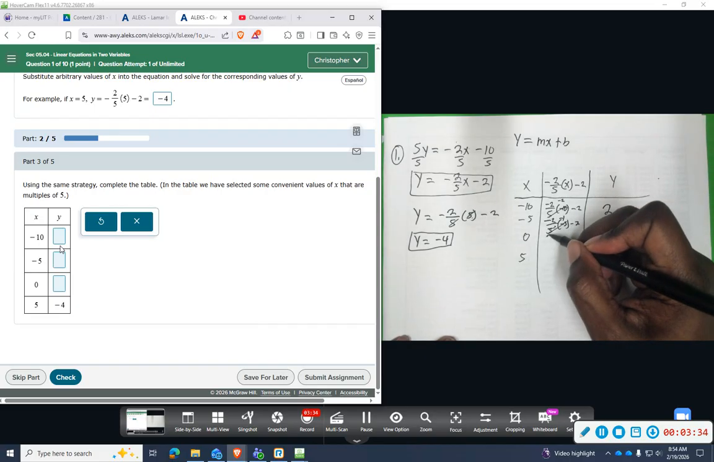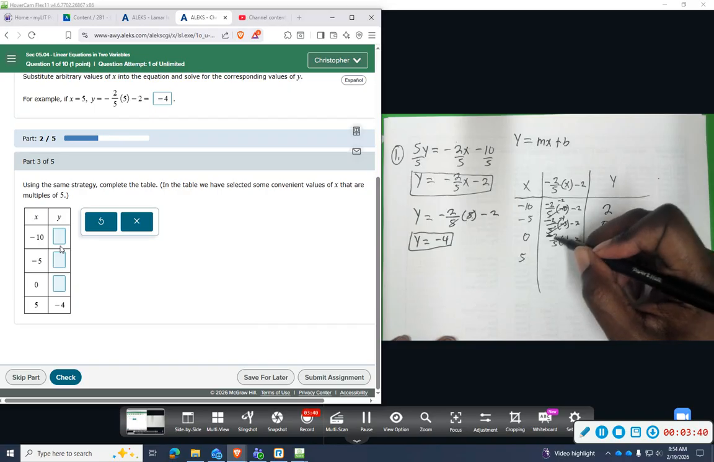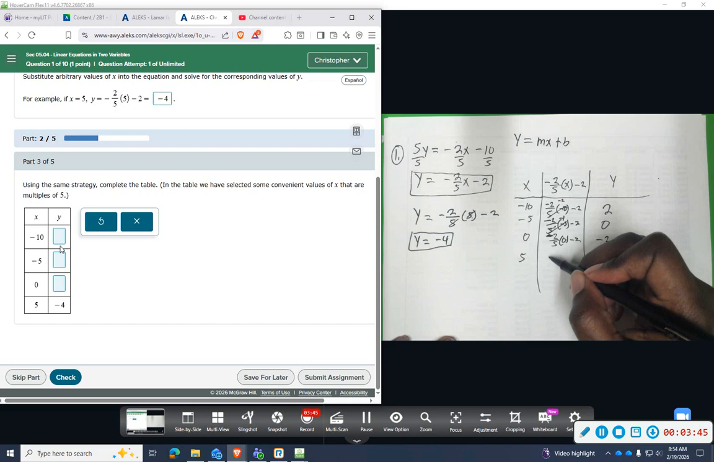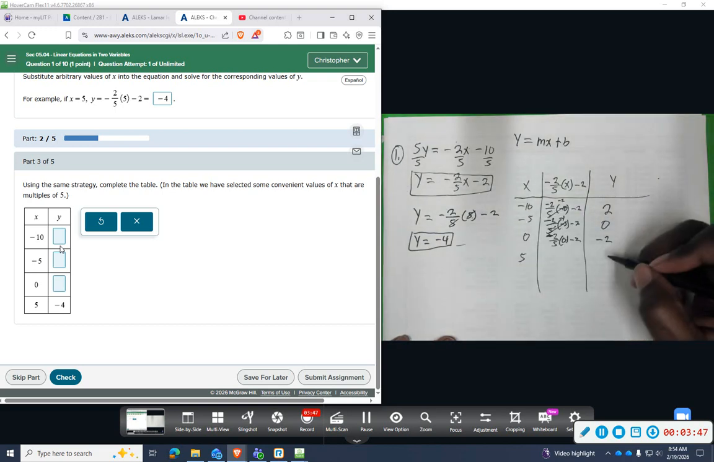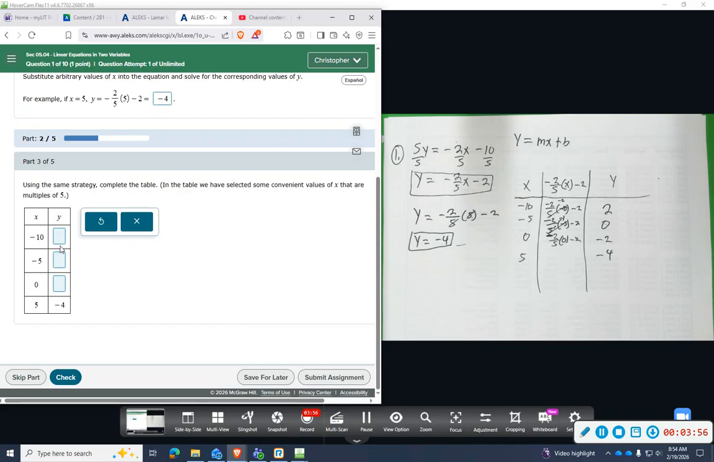Here we're plugging in a 0. So 0 times anything is 0, so we just end up with a negative 2. And when we already did the 5 over here, we got negative 4. So we can see there's a decrease by 2 every time. Subtract 2, subtract 2. That's a constant. So 2, 0, negative 2.